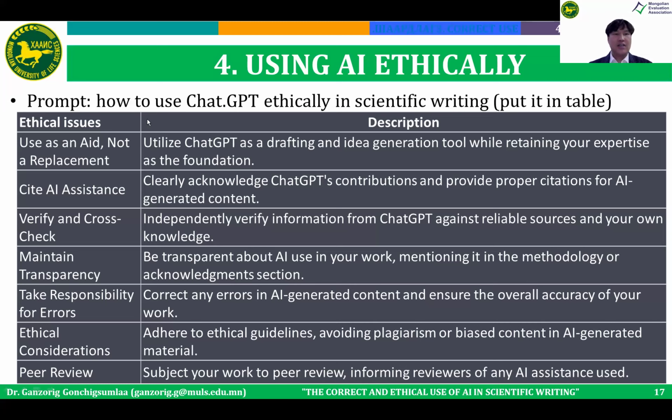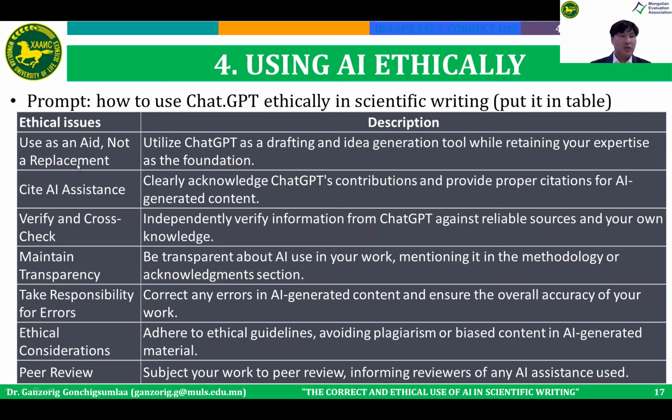So I just asked ChatGPT how to use ChatGPT ethically in scientific writing. When I read it, it's making sense. For example, use it as an aid, not a replacement. Which is true, you can think of AI as a kind of helper, a kind of tool like a hammer or a screwdriver. If you have good tools, it's always good for productivity, but it's not really replacing your ability completely. So you don't have to use it as a replacement.